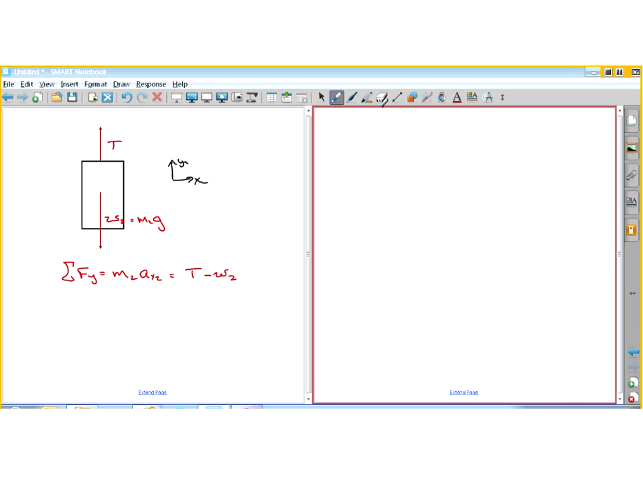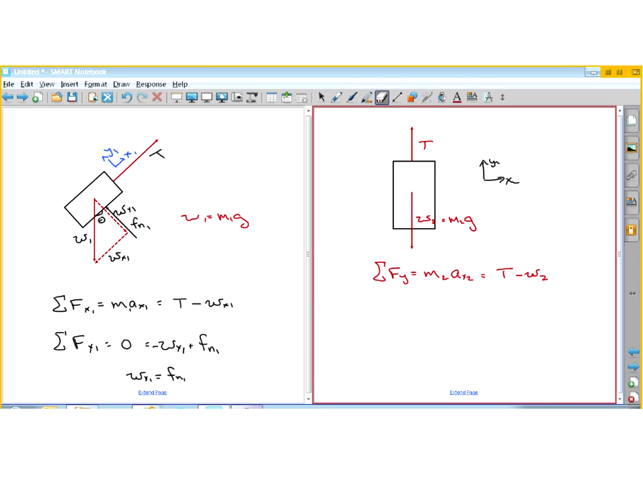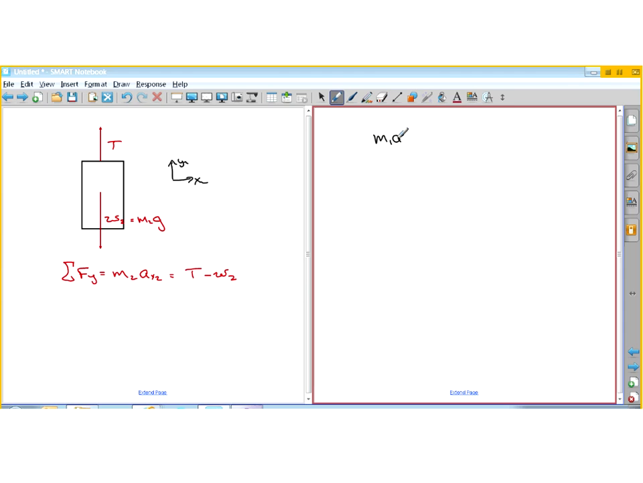So let's write the equations we know. From the first body, we know that the sum of the forces, well, we don't have to do the sum of the forces. Let's just do what we have left over here. So that was m1 a sub x1 is equal to T minus W sub x1. Okay, so that's one equation. Second equation is this one: m2 a sub y2 is equal to T minus W2.